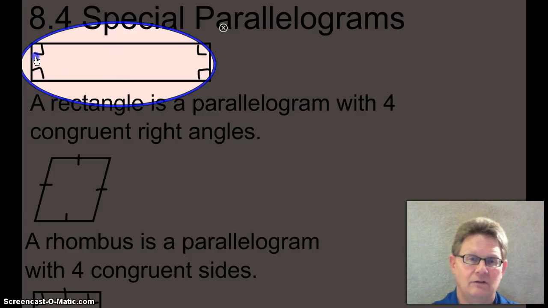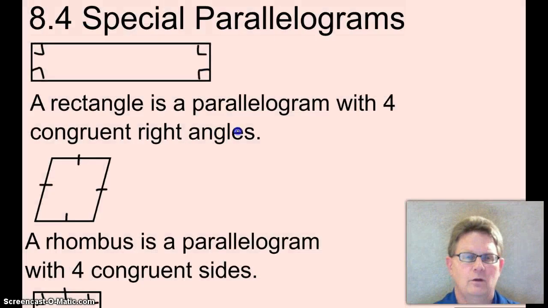Opposite sides are congruent to each other. Opposite angles are congruent to each other. Consecutive angles are supplementary. The diagonals will bisect each other. And which one did I forget? Anyway, those are true of all rectangles.